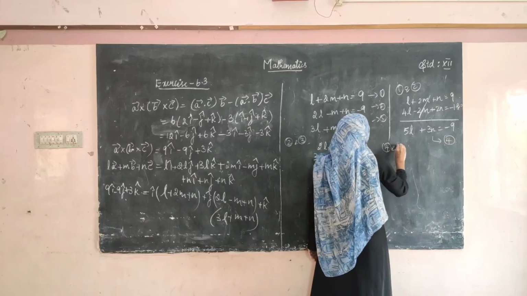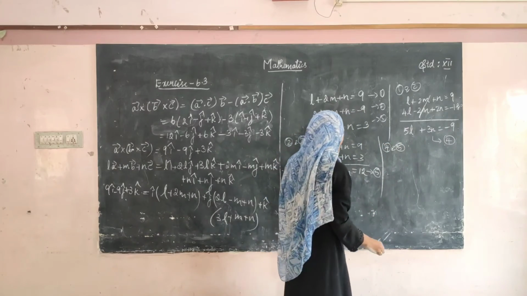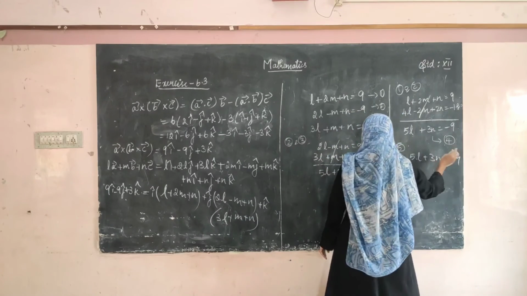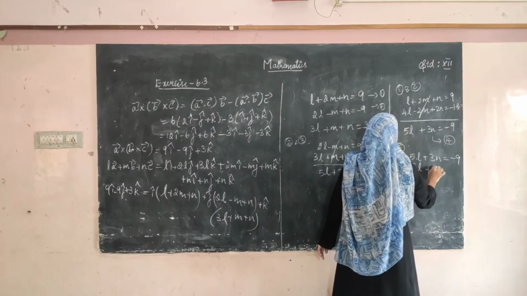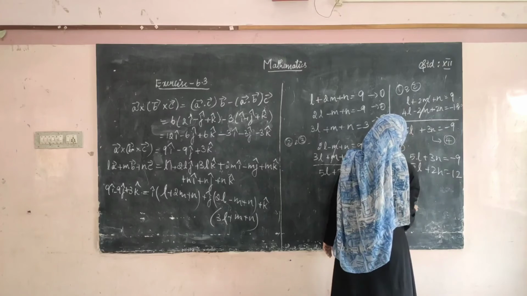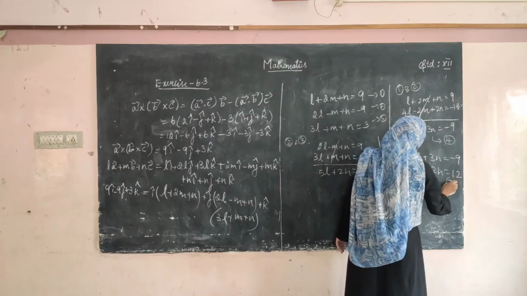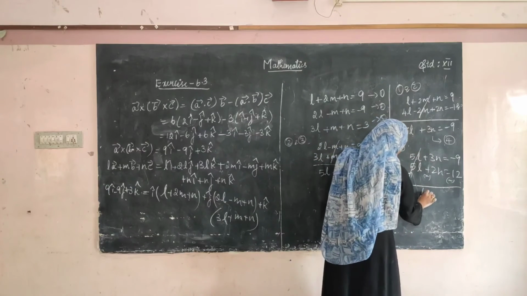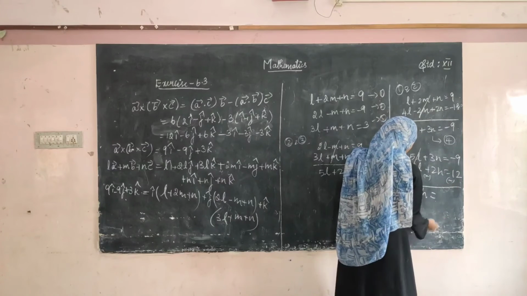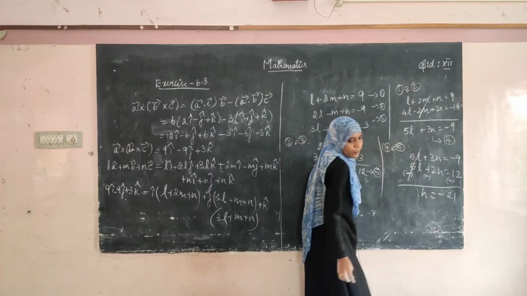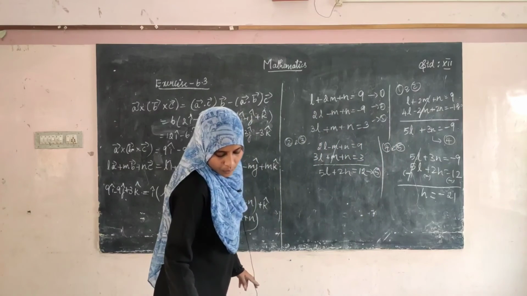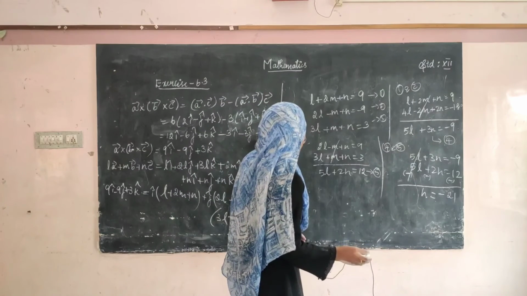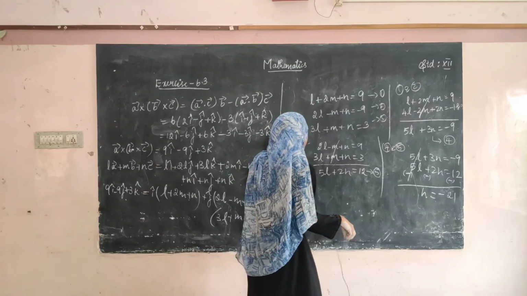Okay, solving 4 and 5 here. What's the answer? Here it is 5l plus 3n equal to minus 9. Here it is 5l plus 2n equal to 12. So we are going to subtract. 5l minus 5l is 0. 3n minus 2n is n equal to minus 9 minus 12, so it will be minus 21. So the value of n is equal to... see, here it is minus 3, right?